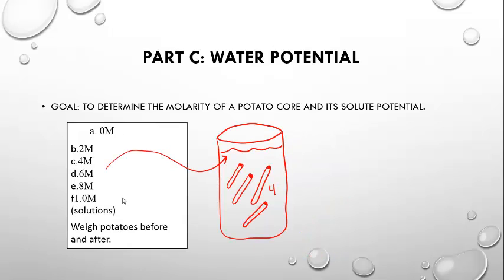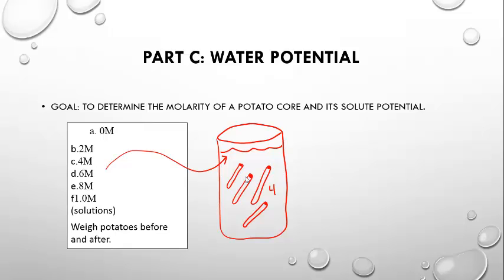Part C investigates water potential, and we've covered water potential in class. The goal of Part C is to determine the molarity of a potato core and its solute potential. We're going to construct these tubes of potato using a tool called a potato core. Again, we're going to use 6 different beakers, and inside each beaker you're going to place 4 potato cores. Prior to putting the potato cores in each beaker, you're going to weigh them. Inside each beaker, you're going to place a different molarity solution.